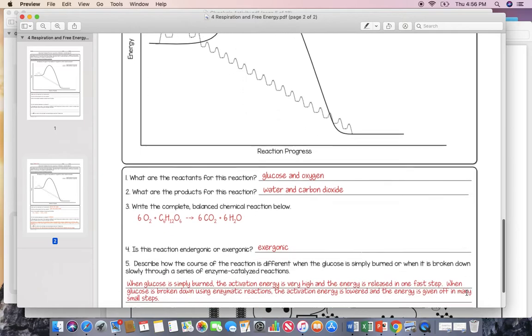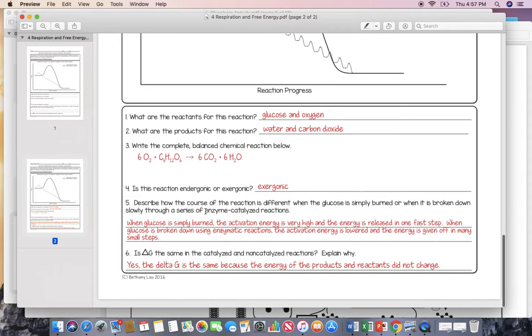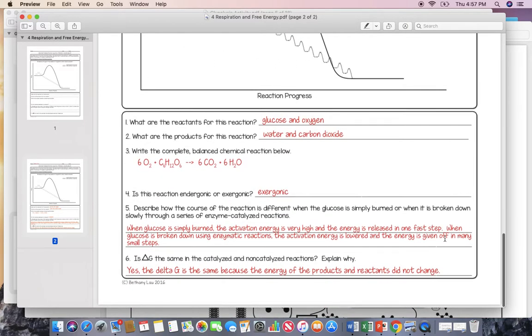So that's exergonic. Okay? Describe how the course of the reaction is different when the glucose is simply burned or when it is broken down.